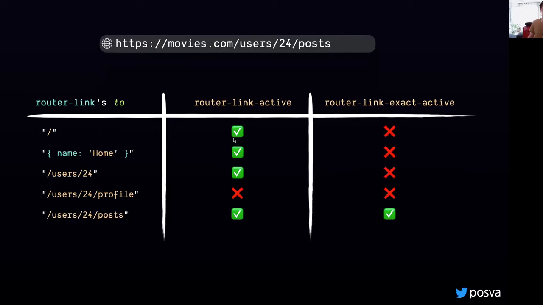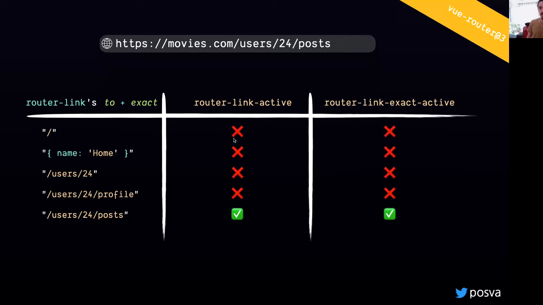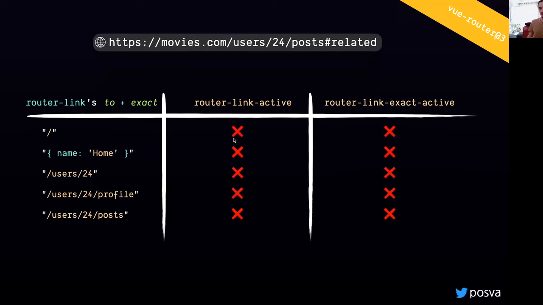So the thing we did in ViewRouter 3 is introduce this exact prop. Now, the problem with the exact prop is that it removes pretty much everything. So users/24 doesn't work anymore. So we have to selectively apply that prop in different places. And it was more like an escape for specifically the home URL only. And also the problem is that if you add anything else to the URL, like a hash or a query, then even the same route, like users/24/post at the end that was active before, is not going to be active anymore. So that's a problem, right?